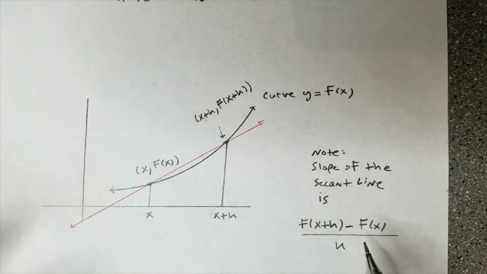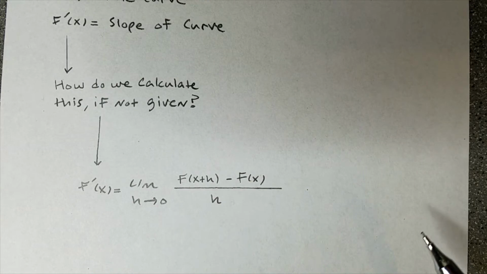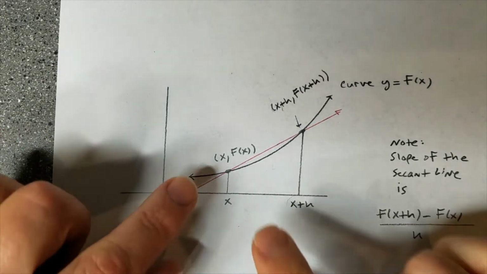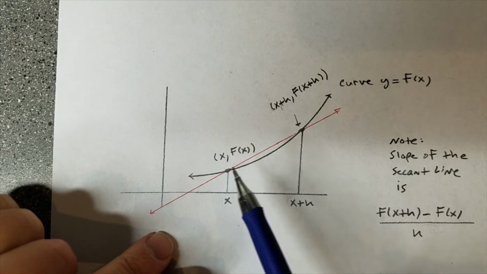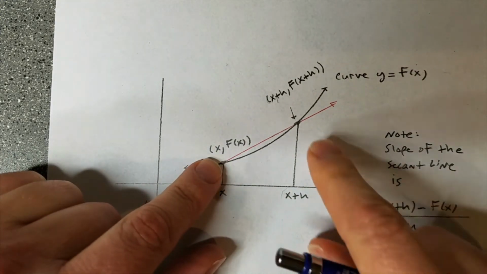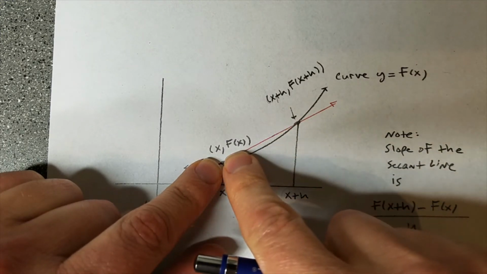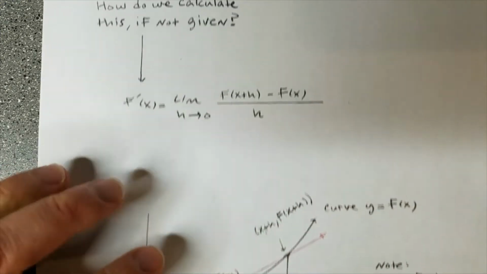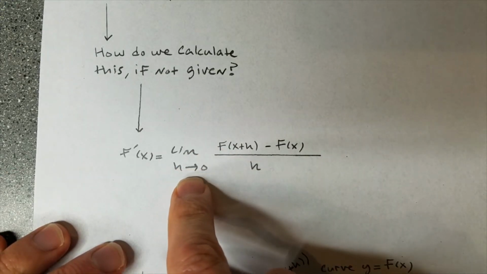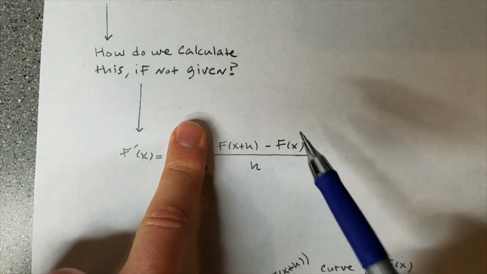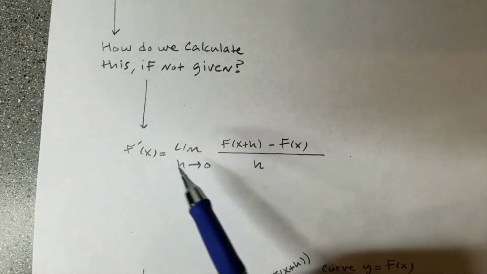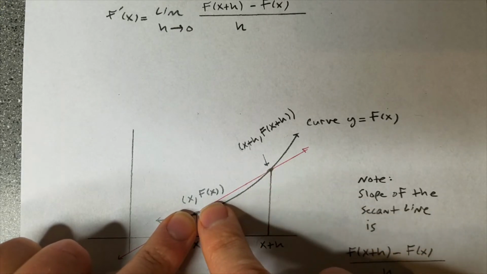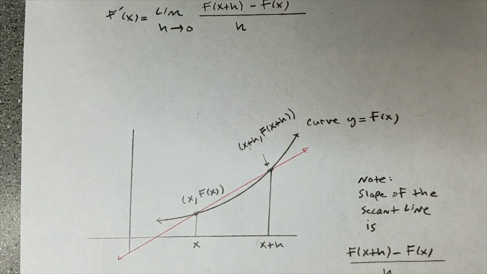Now, do you see why this could tell you the slope of the curve? How could I tell you the slope right at that point right there? I would have to do this, but I would have to push this point right up against that one. That's what the limit as h goes to 0 does. So this part is the slope of the secant line between two distinct points, and that limit pushes them right up against each other.